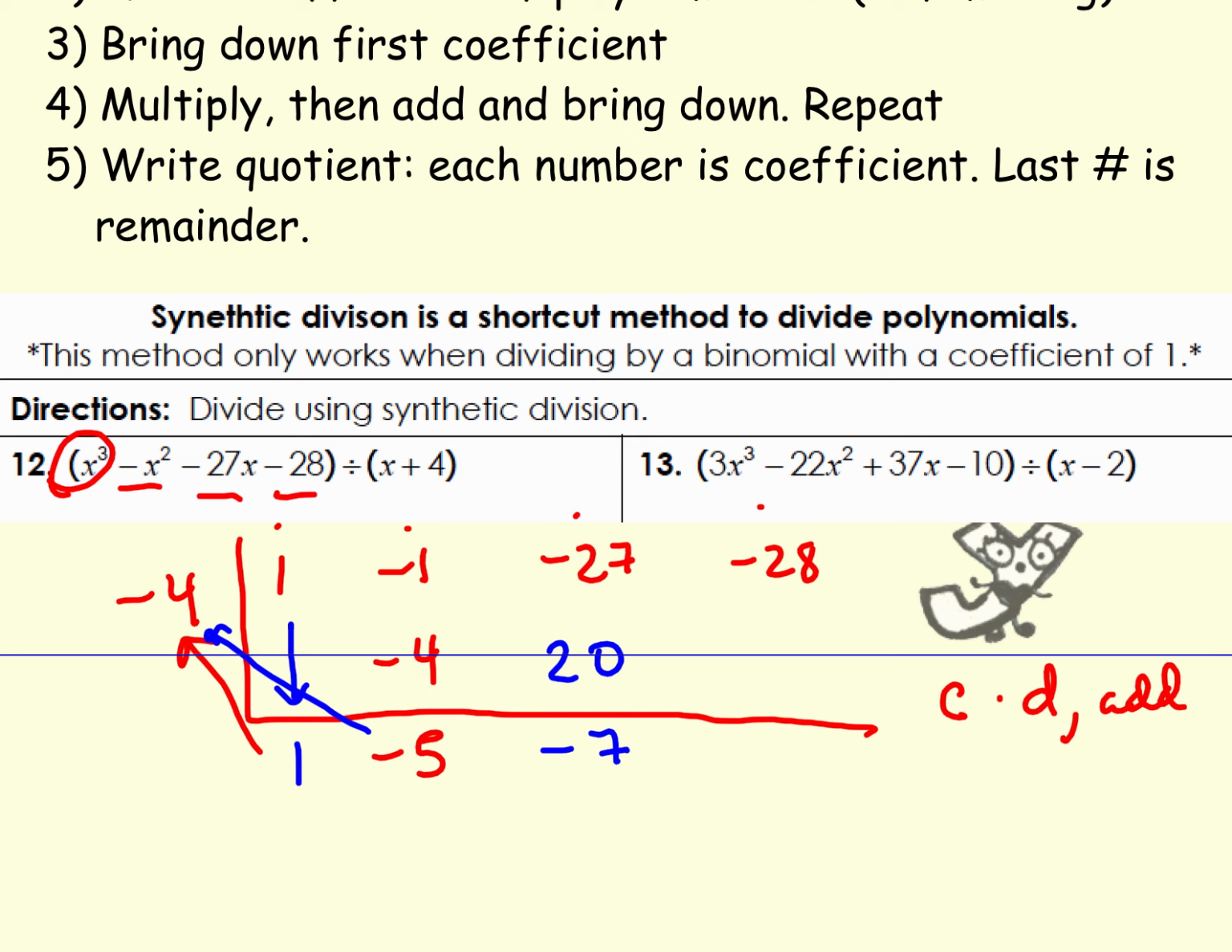And then I repeat. I take my number times negative 4 this time. Gives me exactly 28. And then I add negative 28 to positive 28, which makes it 0. Okay, the last number that you get is always going to be your remainder.